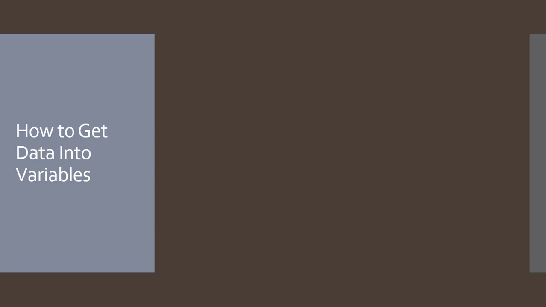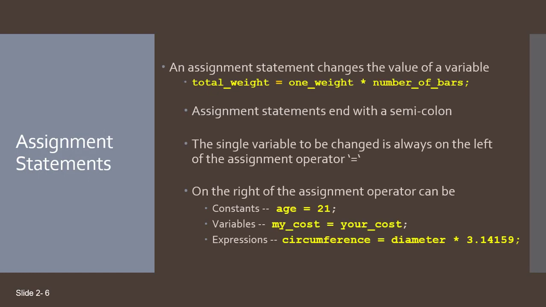Now that we've got variables created, how do we get data into them? And the way you get data in, usually, is with an assignment statement. An assignment statement will say, take a number and put it into this location in memory. Now we can look at the first yellow line at the top. Total_weight equals one_weight times number_of_bars. All right, that makes sense.